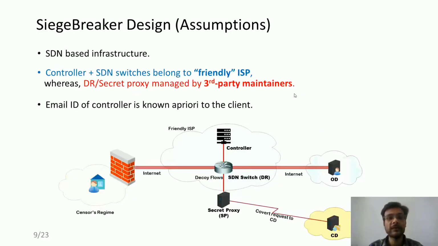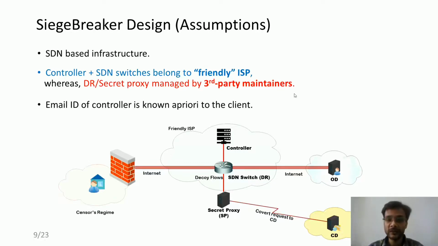Having said that, we can move ahead with the design of SiegeBreaker, and as you can see in the diagram, there is a slight modification: the friendly ISP which deploys the decoy routers has an SDN switch, and along with that there is a controller which can update its flow table entries. There is a secret proxy which is analogous to the DR proxy. The main point I'd like to highlight is the assumption that the controller and SDN switches belong to the SDN ISP, whereas the DR proxy, or the secret proxy in our case, will be managed by third-party maintainers, and it can be analogous to Tor relays, as we know. That is, the secret proxy can be within the ISP, or anywhere on the internet.